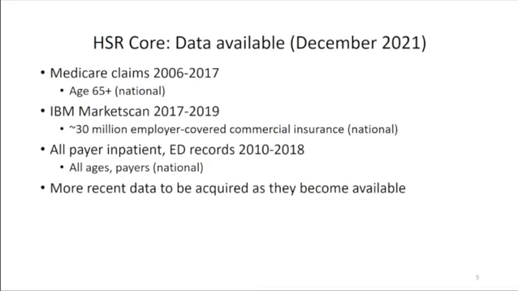A bit more about the data. We have a wide range of these claims and administrative databases covering Medicare patients, those 65 and older, and commercially insured population, those under 65, and databases covering all payers, including Medicaid, as well as the uninsured. Most of these are very large and include thousands to millions of claims records. Our website provides a detailed list of the databases currently available.